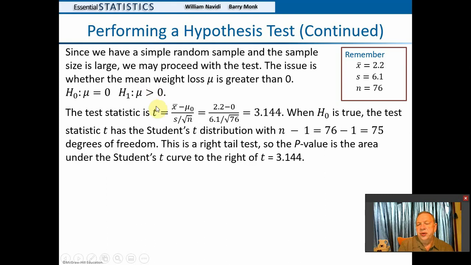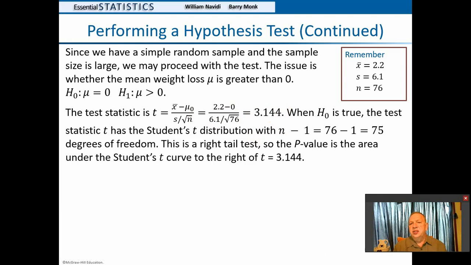But the alternate always tells us what test we're going to run, a right-tailed test. Our test statistic is x bar minus mu 0 divided by s over the square root of n. Mu 0 is the value we're using with the null hypothesis, so mu 0 goes with the H0 value. In this case, we're saying 0. So the t, just like a z-score, this t-score is 3.144.